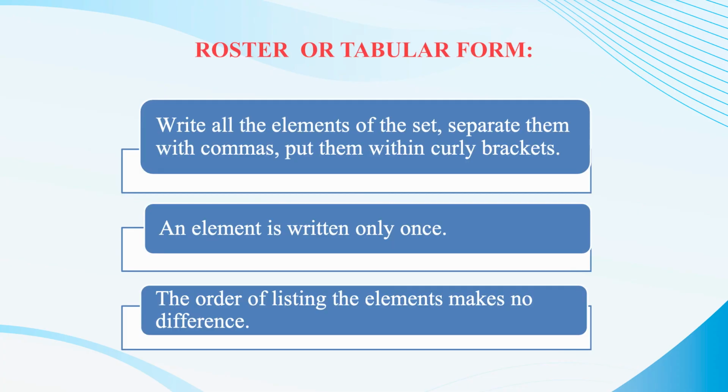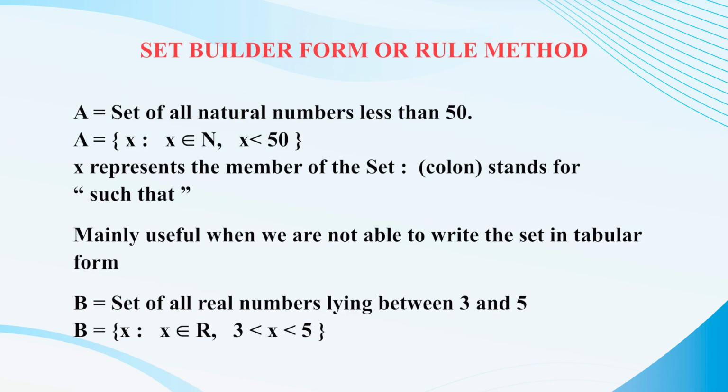Dear students, now we will learn how to represent the set. A set can be represented either by stating all its elements or by stating properties which are satisfied by the elements of the set and not by any other element. Based on these considerations, we have two methods of representing sets. First method is roster or tabular form, and second method is rule method or set builder form.